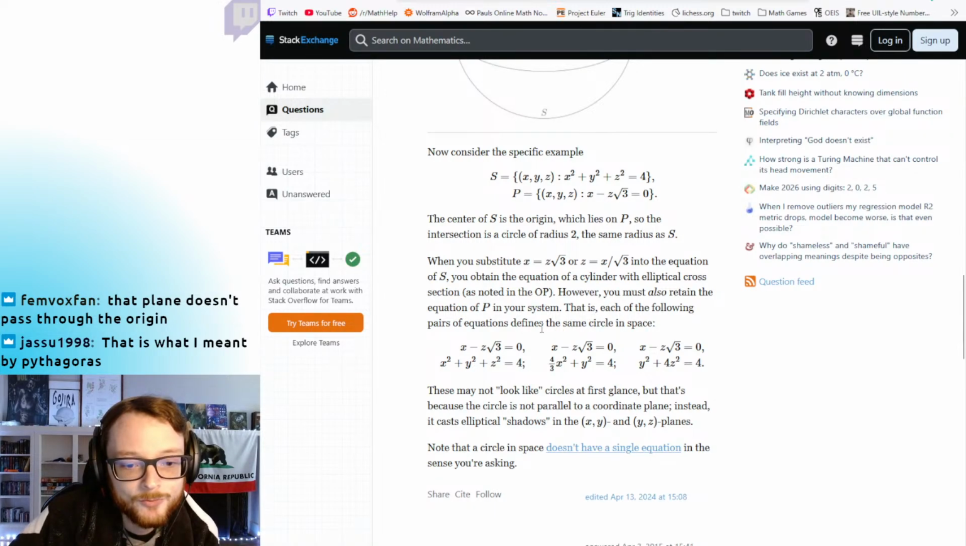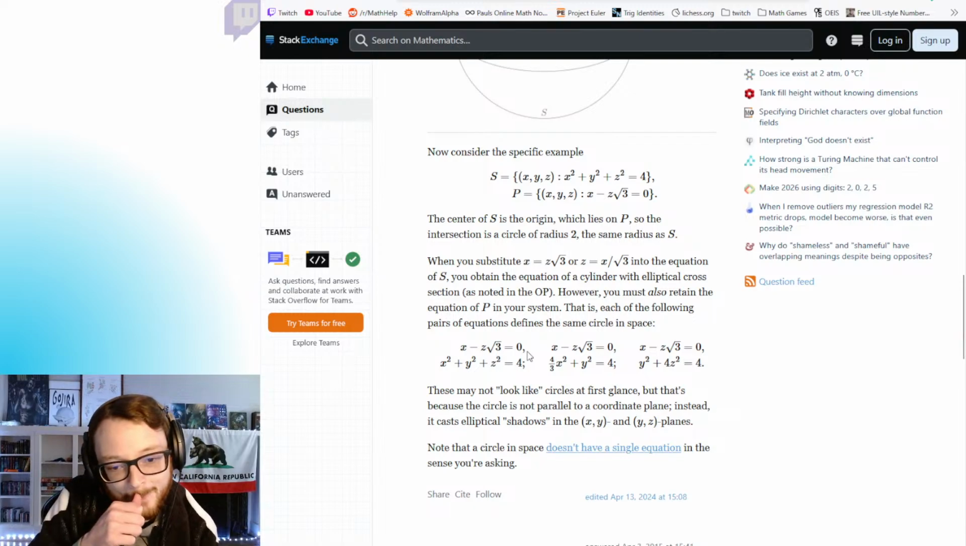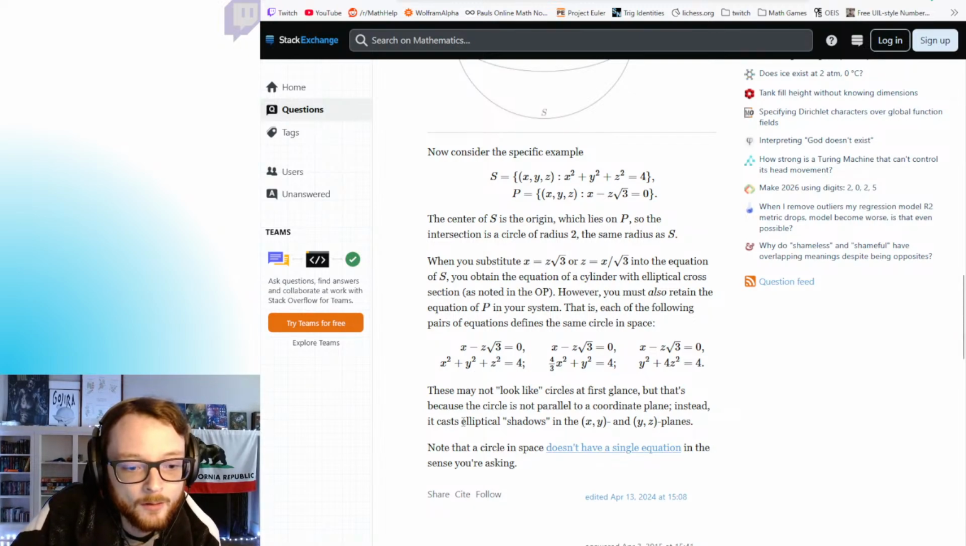Each of the following pairs of equations defines the same circle in space. It casts elliptical shadows in the x, y and y, z planes. It doesn't have a single equation.